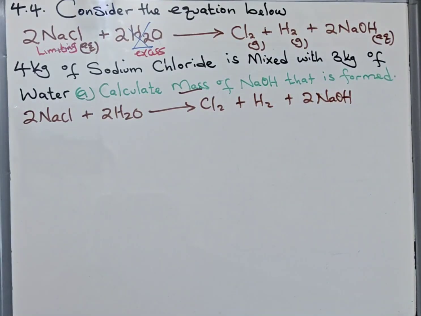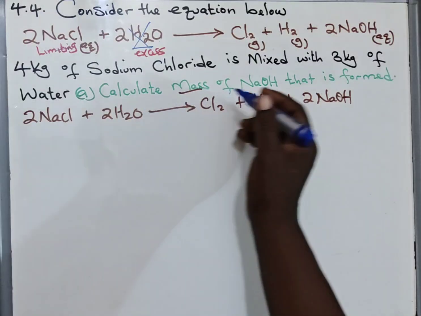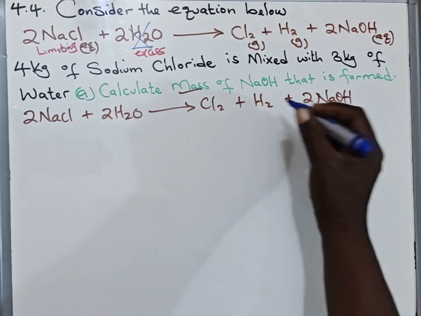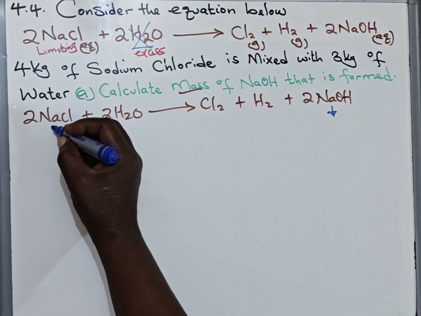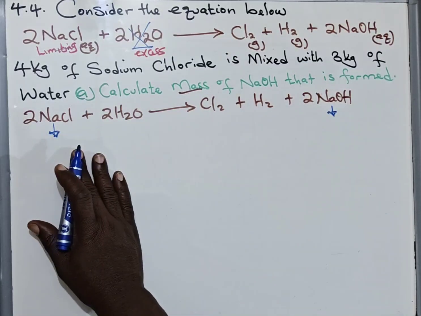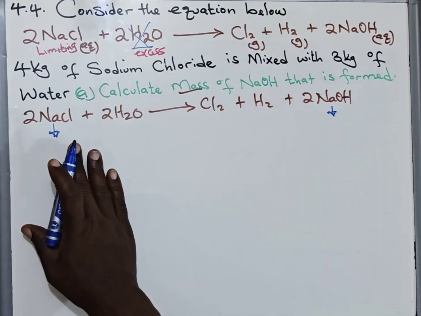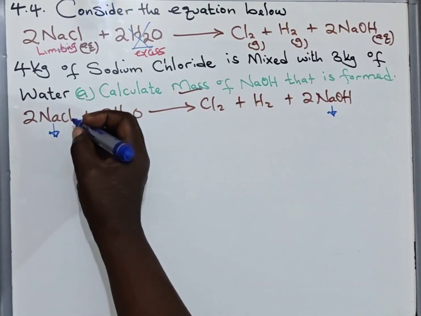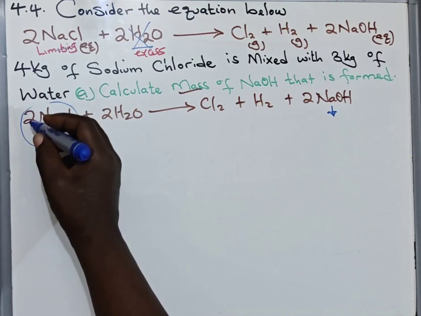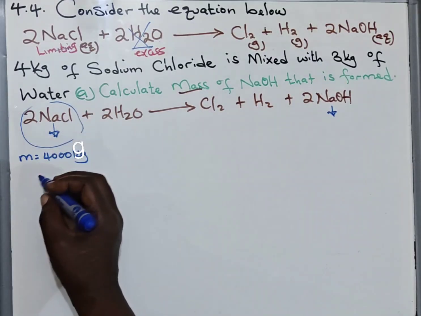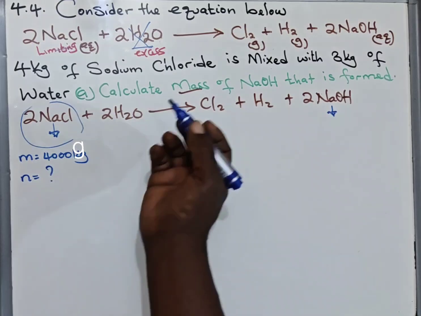So from the equation, what do we do? We earmark the parts we are going to use. The question wants the mass of sodium hydroxide, so we are going to use this. But we have just established that our limiting reagent is sodium chloride, so we are going to use it. So these are the 2 parts of the equation we are going to use. And you have to remember that we move from known to unknown. So our known is this. And what do we know about it? We know its mass, which is 4,000, and we are looking for its number of moles.